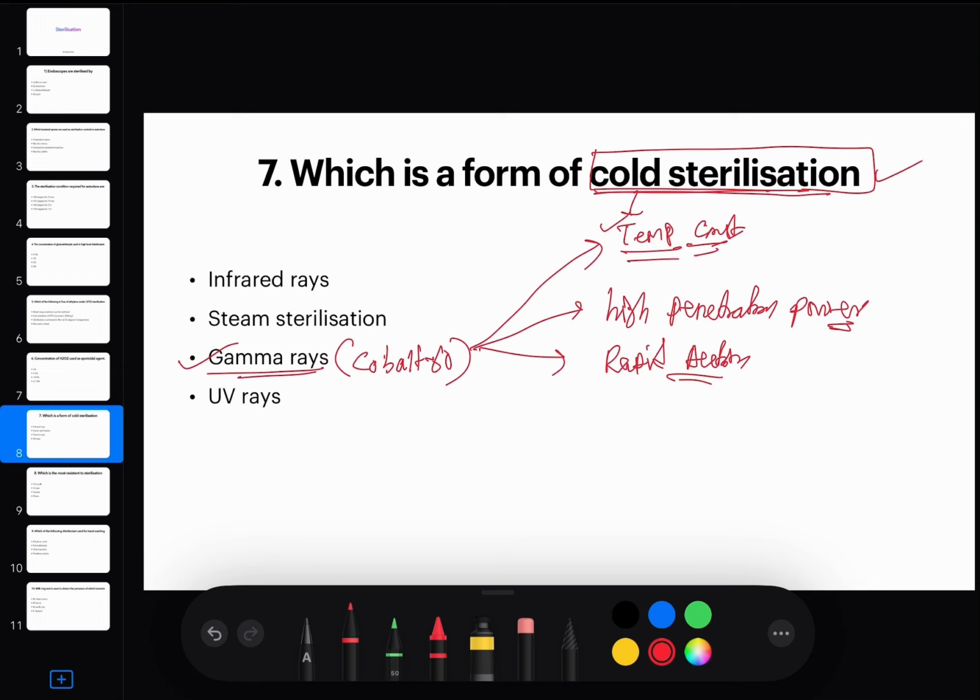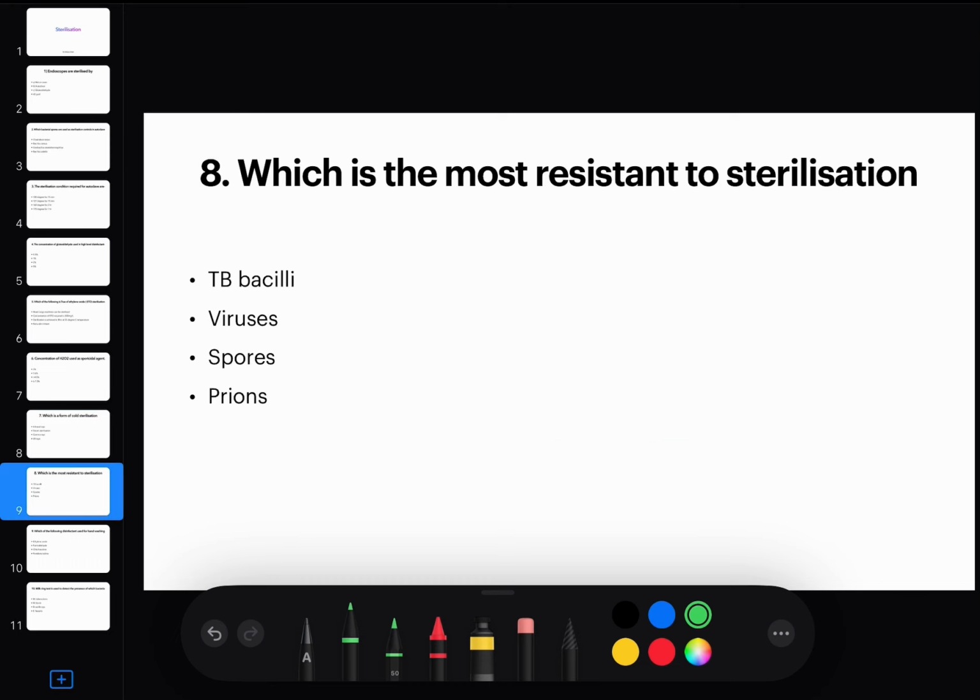And here the biological control used is Bacillus pumilus. Bacillus pumilus is the biological control to look after the sterilization of cold sterilization. Okay, understood? Then comes the next question, question number 8.